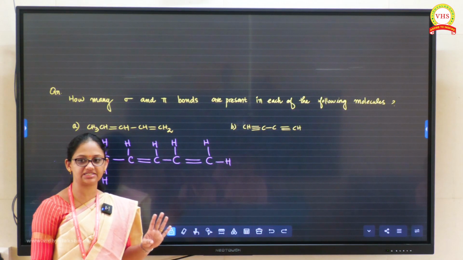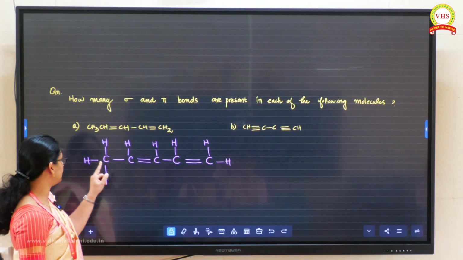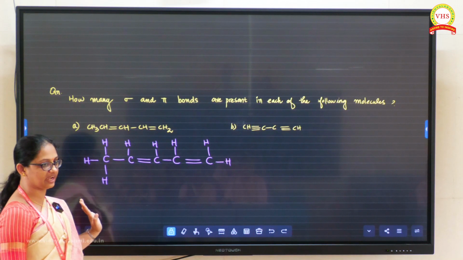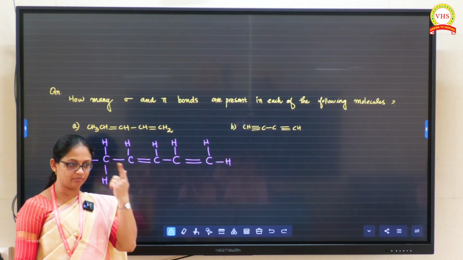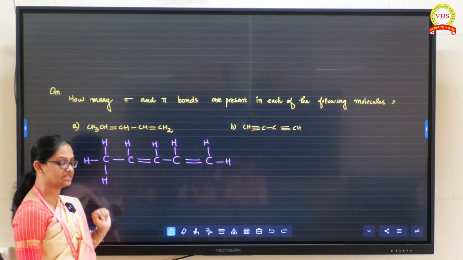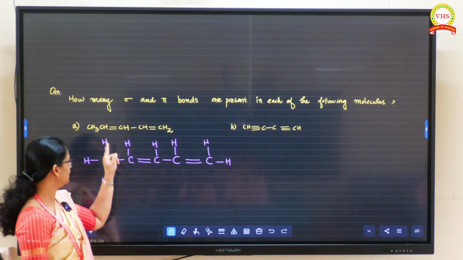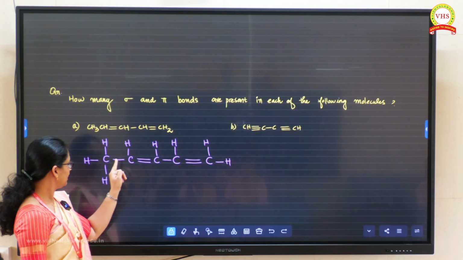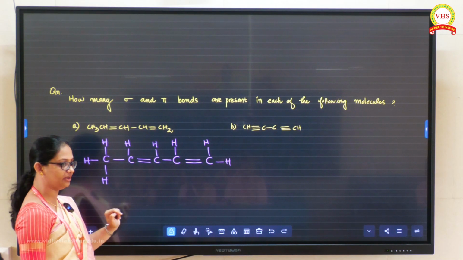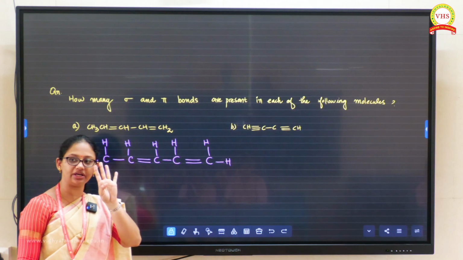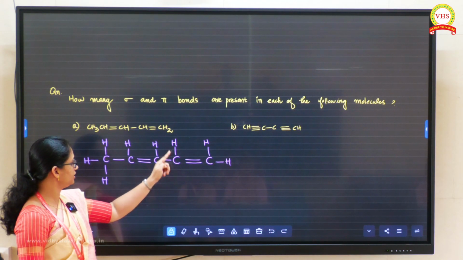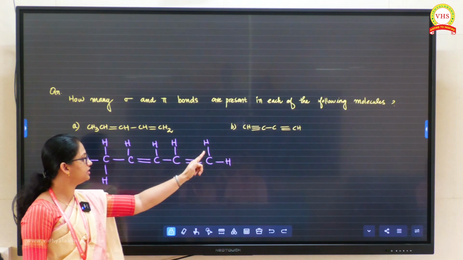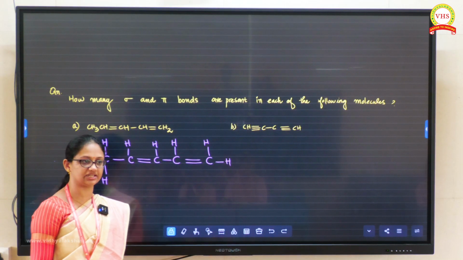Carbon valency is 4. The first carbon is making bonds with three hydrogen atoms. Three valencies are already satisfied. One more valency is there, so it is a single bond. Next, CH. Here one bond, here a double bond. Then only it becomes total 4. Here CH, single bond, CH, double bond, CH, H. Is it clear?